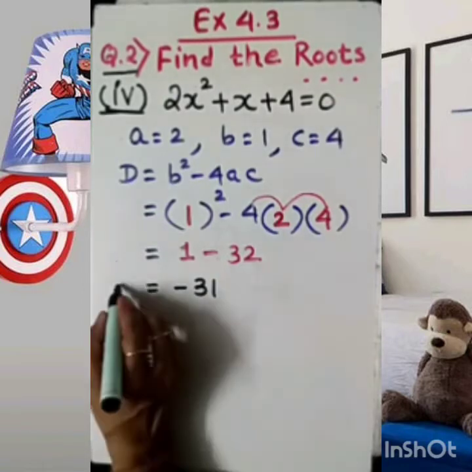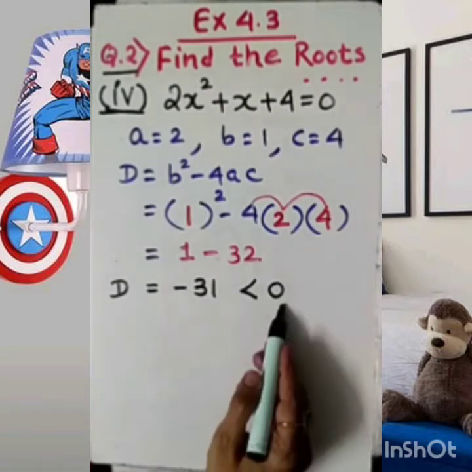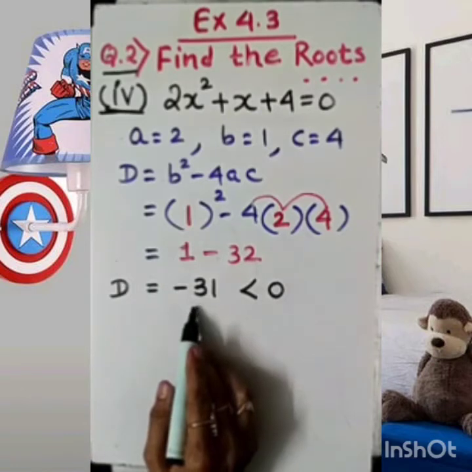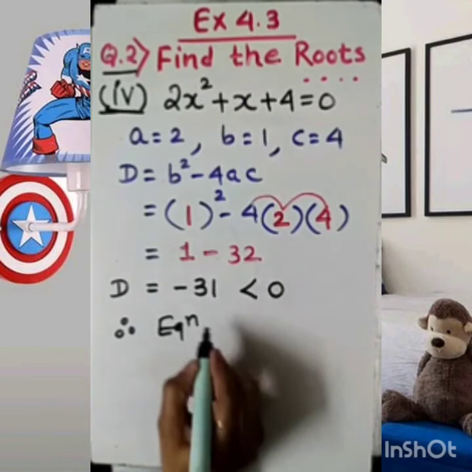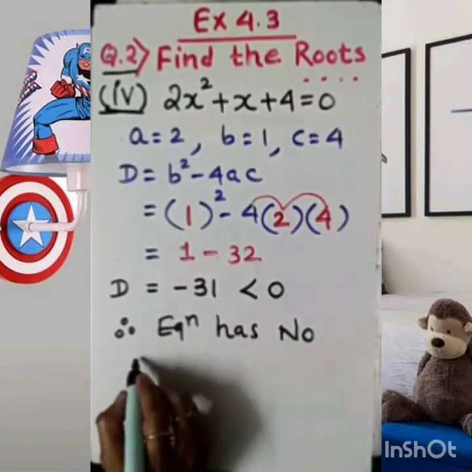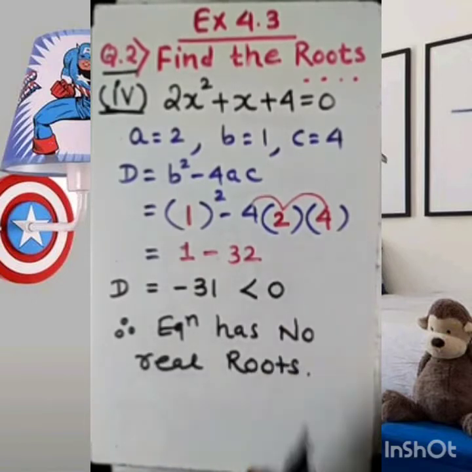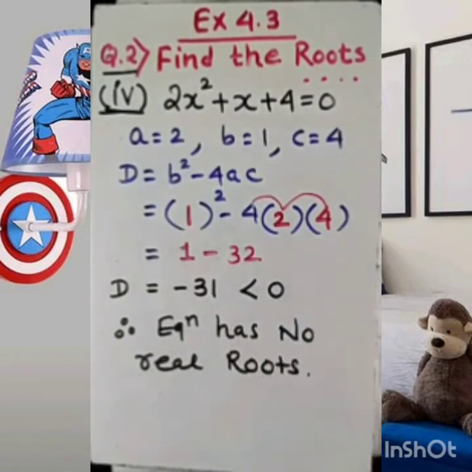This indicates that the value of d is less than 0. Whenever it is a negative number, it is always less than 0. So we can say that this equation has no real root. Please keep this in mind. No real root. As I taught you before, an equation can have roots, but they can be imaginary roots, which we are going to study in class 11. So for now, keep this in mind.